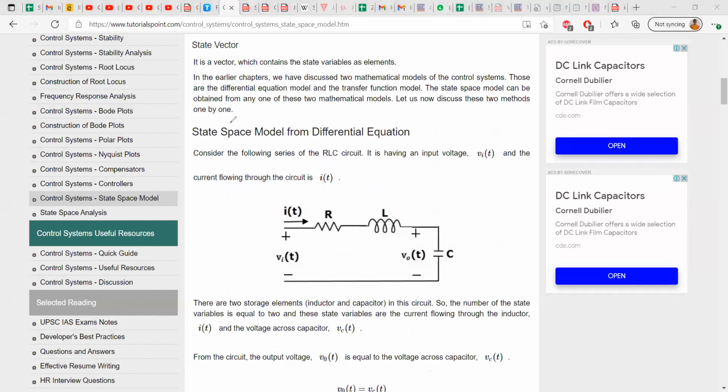This is the concept of state space model from differential equation. How do we form the state space model from a differential equation?